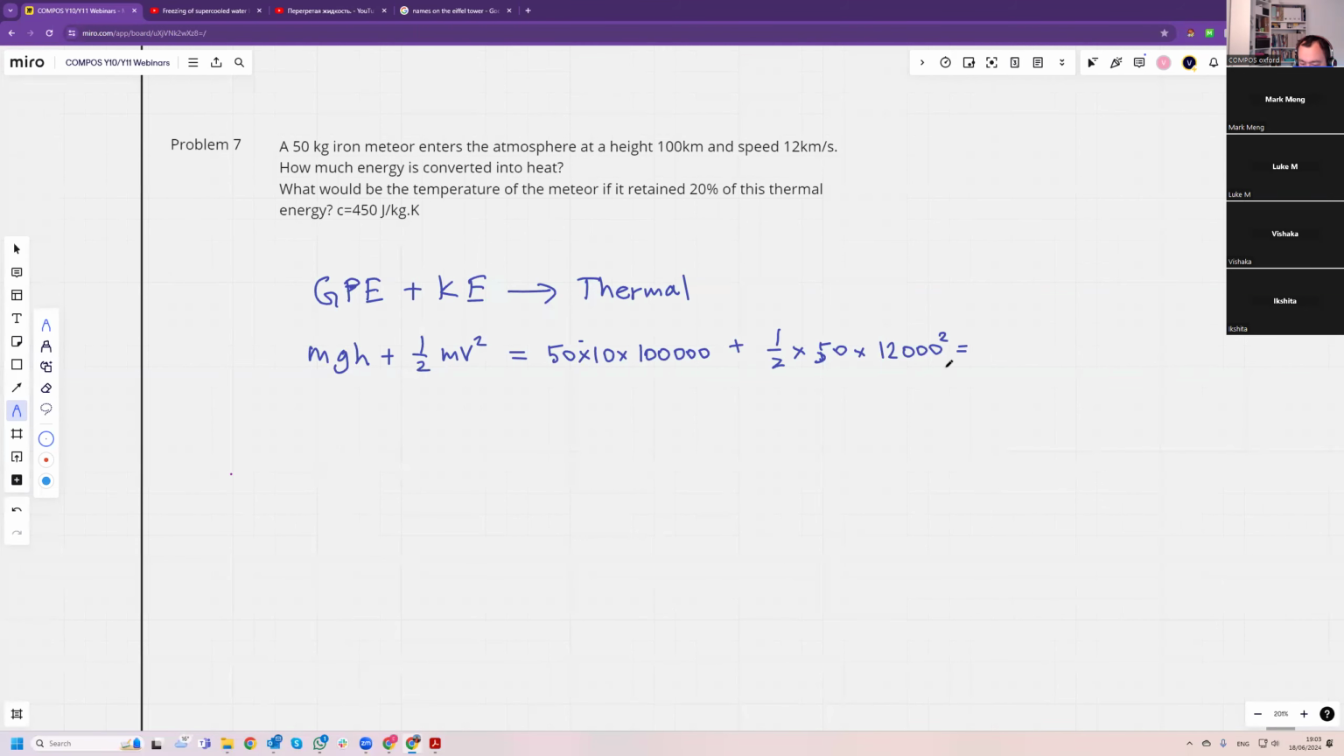What? No, that doesn't make any sense. I accidentally multiplied them. Plus. Okay, so 3.65 times 10 to the 9 joules. That's a lot of energy.